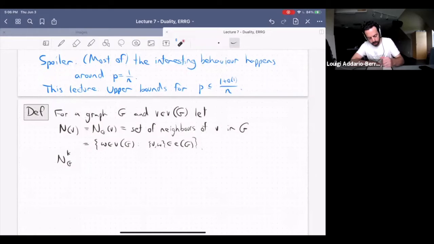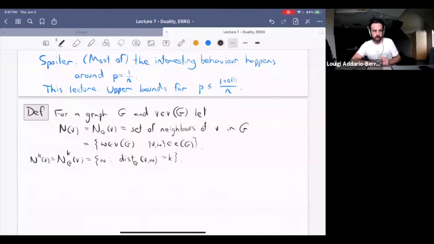So this is the set of neighbors of a vertex. You could also say it's the set of vertices at distance exactly 1 from that vertex in the graph distance. And more generally, I'll say N_k(v) is the set of vertices w such that the distance in G from v to w is equal to k.